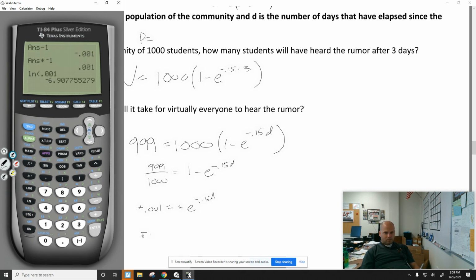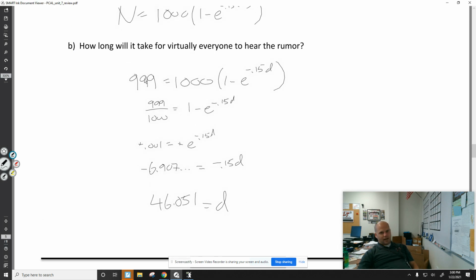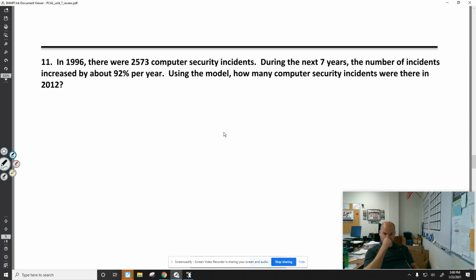Get negative 6.907 equals negative 0.15d divided by negative 0.15. 46.05 days. Cool. Couldn't do 1,000 because I would have to take the log of 0, which I couldn't do, which is why virtually everyone will go with that.